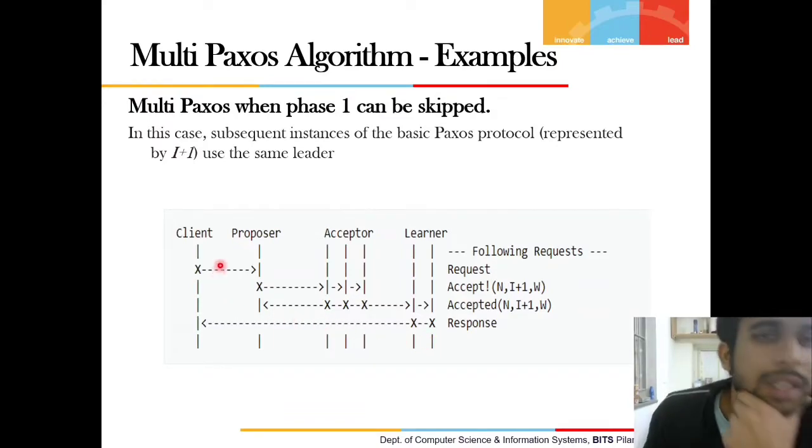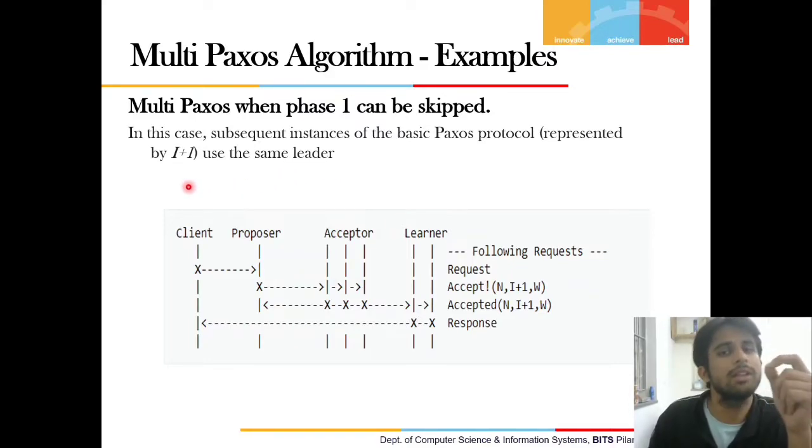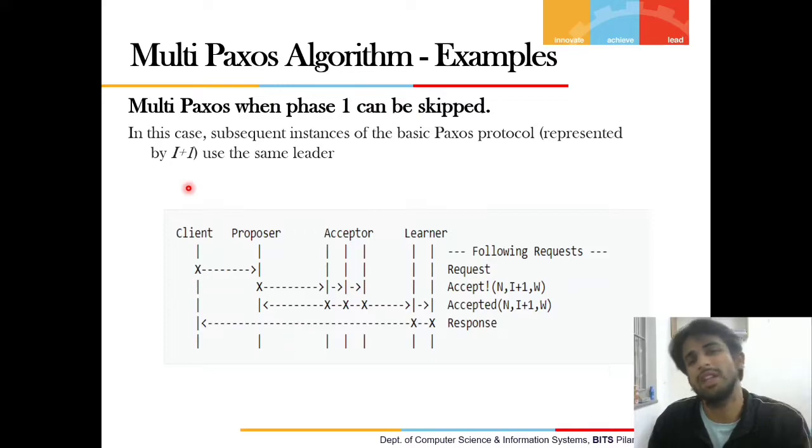Okay, so the next case is multi-Paxos when phase 1 is skipped. As we discussed already, if the leader is stable, meaning the same leader is executing the next phase also, we can skip phase 1, meaning the leader will directly send an accept message. So here this leader is sending an accept message to all the acceptors along with the proposal ID n, the incremented instance number I plus 1, and the value w which it wants to propose.